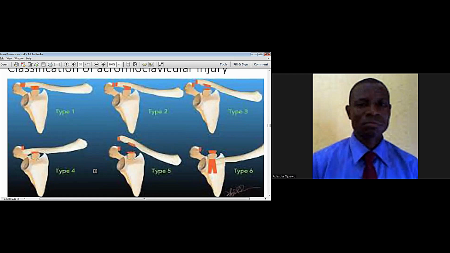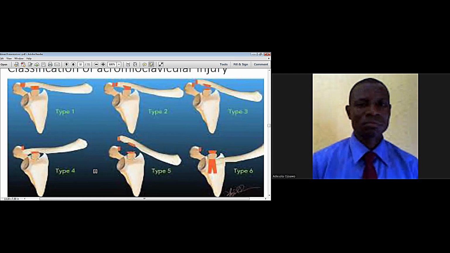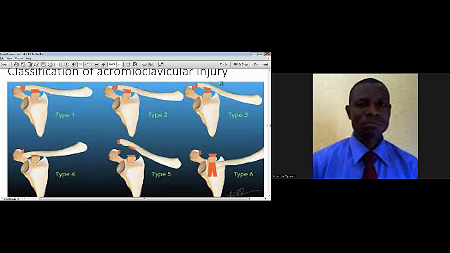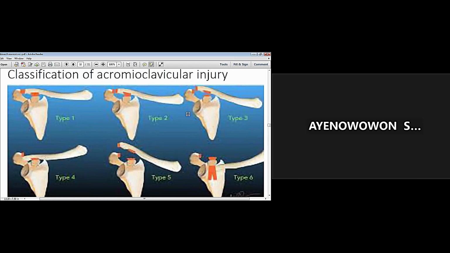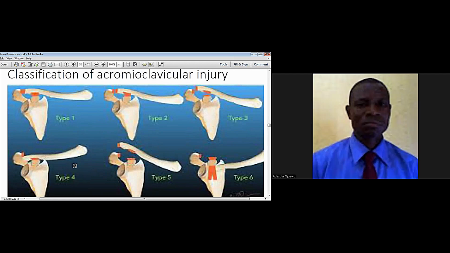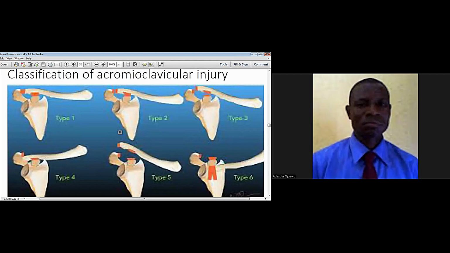So, this one is talking about the problem that we have, the complication of acromioclavicular joint injury. This is type 1, this is type 2, this is type 3, this is type 4, this is type 5, this is type 6. What does this mean? What does type 1 mean? What does type 2 mean? What does type 3 mean? What do they mean? And what's the implication of all this?